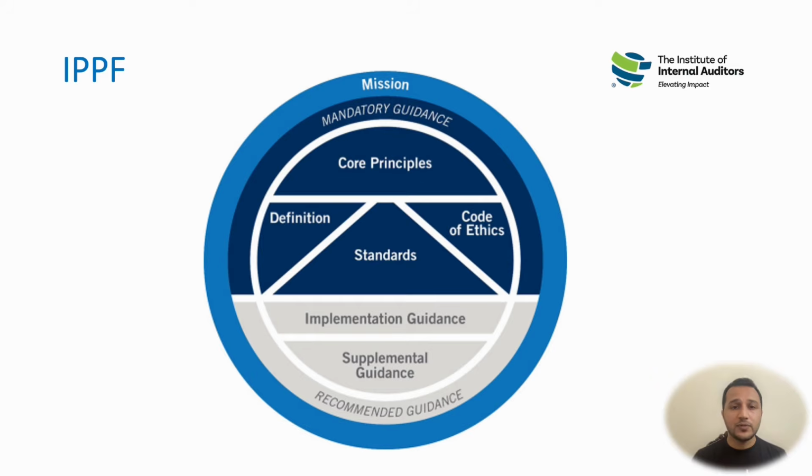The mandatory guidance has 4 components, which are the key critical components for an internal auditor. The first one is the core principles, then the definition of internal auditing. Standards is the third component, and the last one is the code of ethics. We will discuss all these at a high level, just to give you an understanding of these individual components in the upcoming slides. Whereas in the recommended guidance, we have 2 kinds of documents: one is implementation guidance and the other is supplemental guidance. That we will also discuss in the upcoming videos.